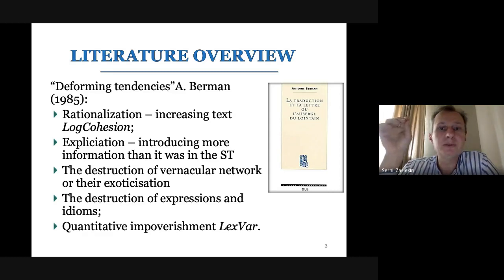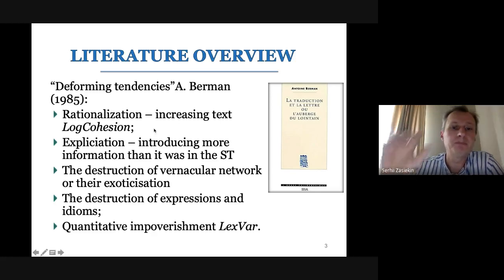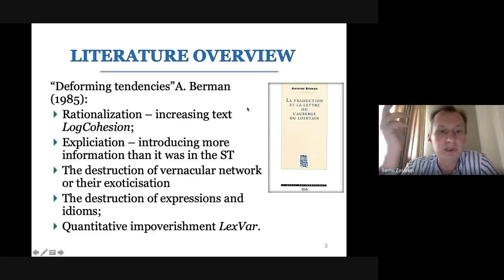Another deforming tendency, as he treated it, is explicitation. Sorry, one T is missing, this is my error. Explicitation, that is, what is explicitation? This is introducing more information than there was in the source text. That is, the translator deliberately or unconsciously introduces more information than there was in the source text. As a result, the target text becomes more redundant.